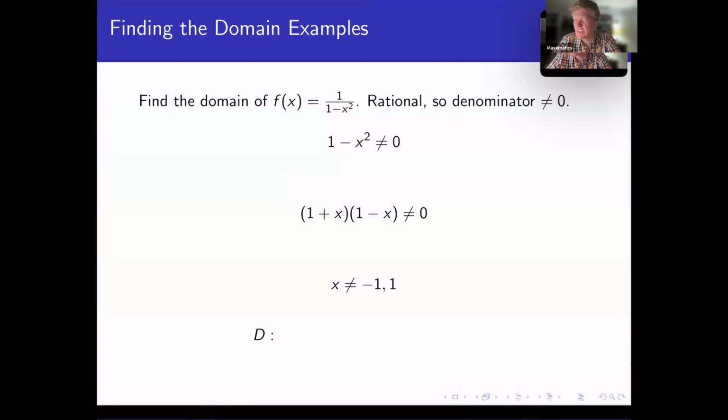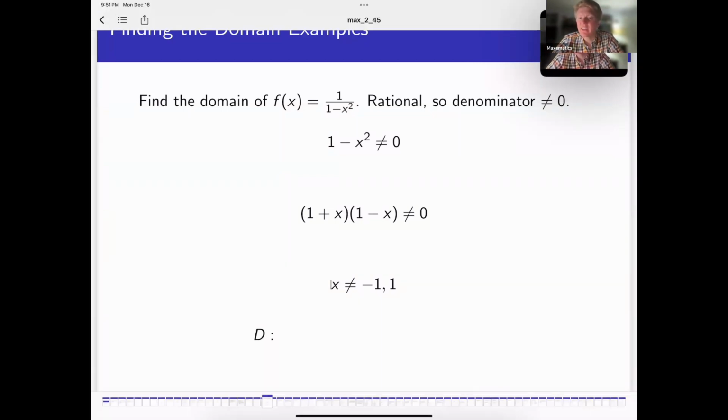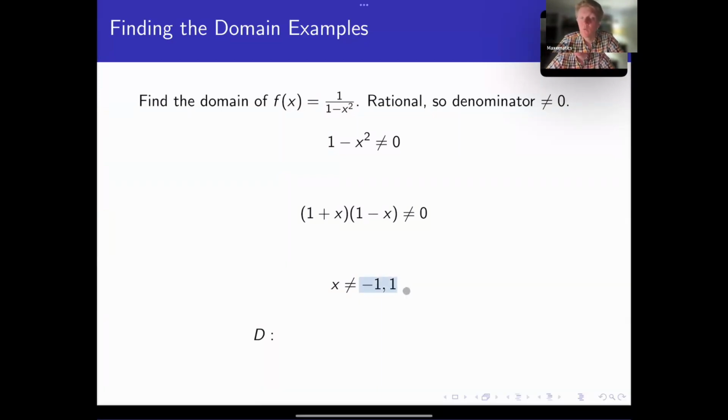Okay, well, think about this. We can be everything except negative 1 and 1. We can be everything to the left of negative 1. We can be everything in between negative 1 and 1. And we can be everything to the right of 1. So I'm not doing this one on the whiteboard, but I think you guys see, oh, we excluded negative 1 and we excluded positive 1. Everything to the left of negative 1, everything between negative 1 and 1, and everything to the right of 1.